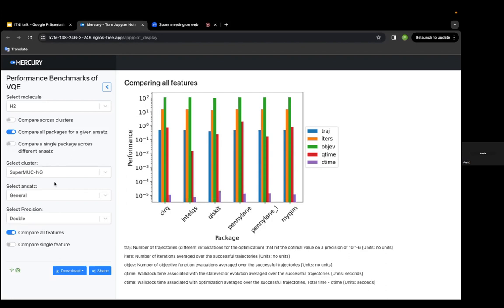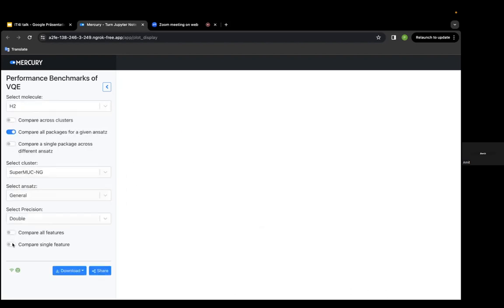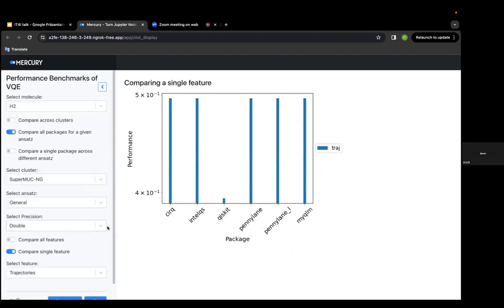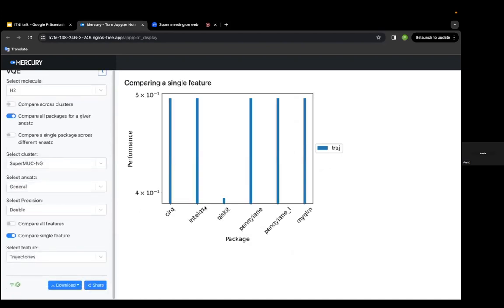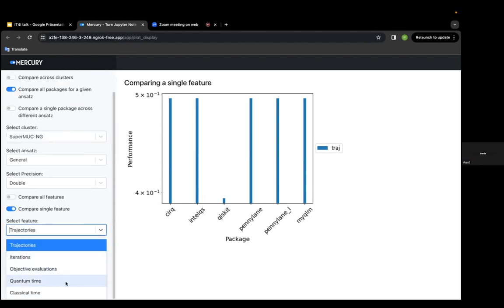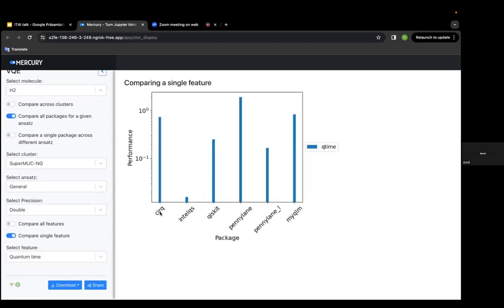Sorry. We could also look at single feature comparisons. So this is the number of trajectories, successful trajectories, basically. And we see that Qiskit doesn't hit the same number of successful initializations as the others. Probably the important thing would be the quantum time. And here we clearly see that Intel QS is outperforming the others for H2.